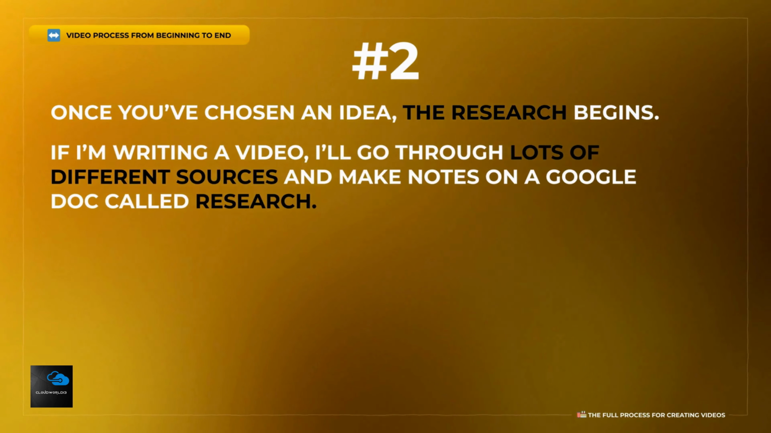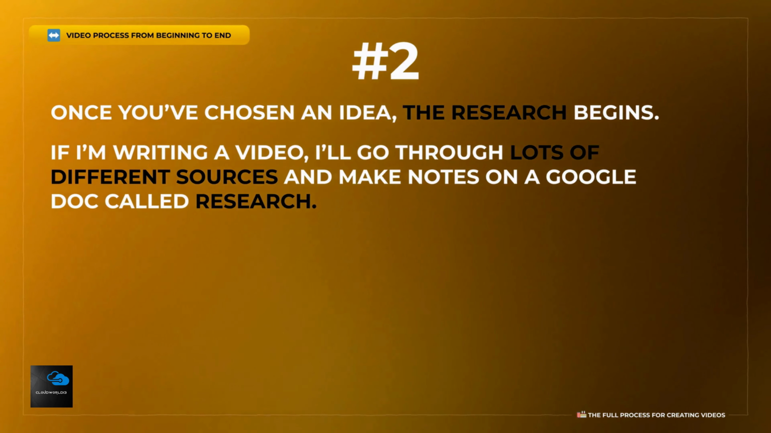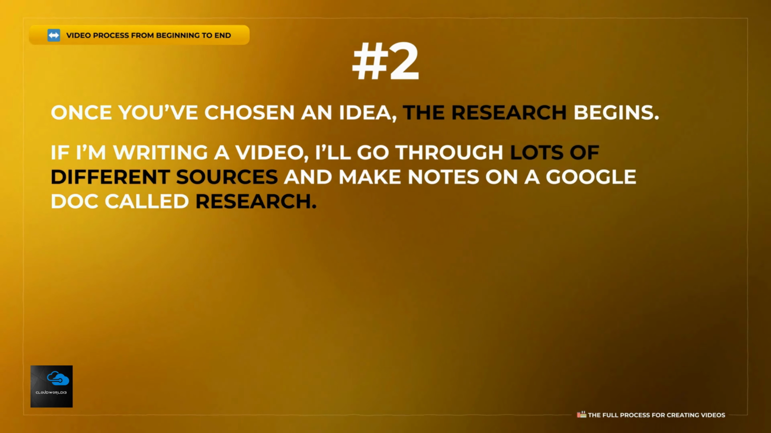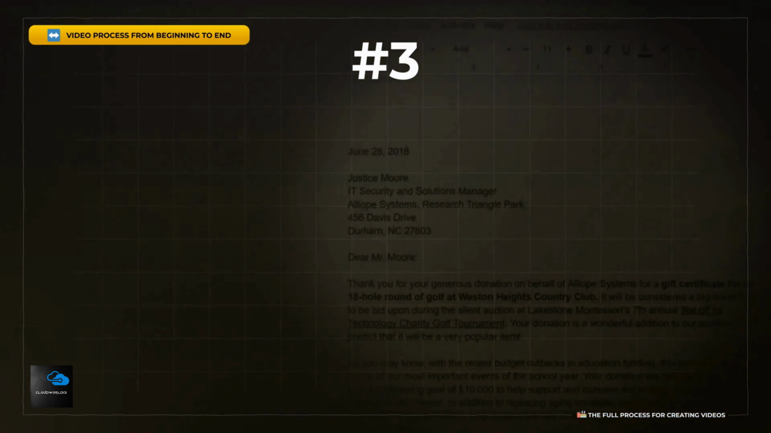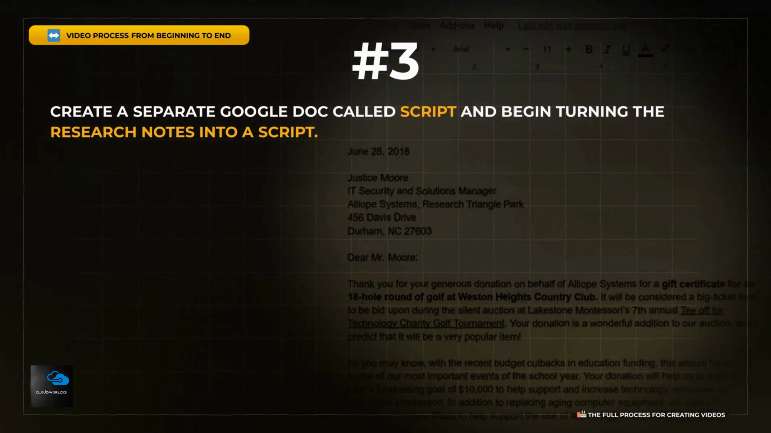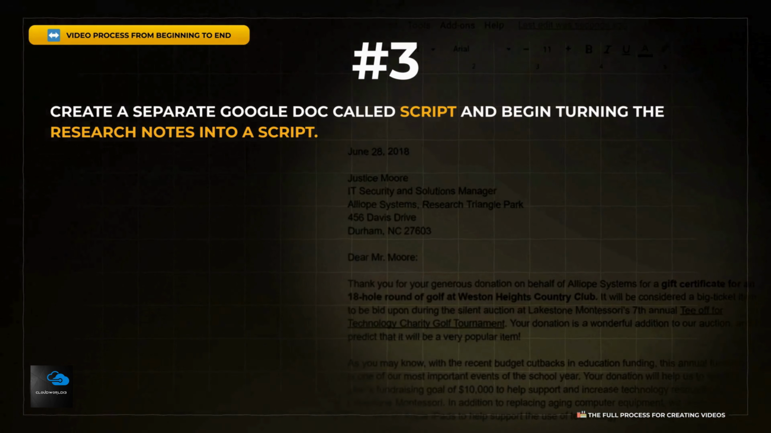If I'm writing a video, I'll go through lots of different sources and make notes on a Google Doc called research. I'll always try to find any books on the subject to make notes on, and collate everything into a Google document. Step 3, create a separate Google document called script, and begin turning the research notes into a script.